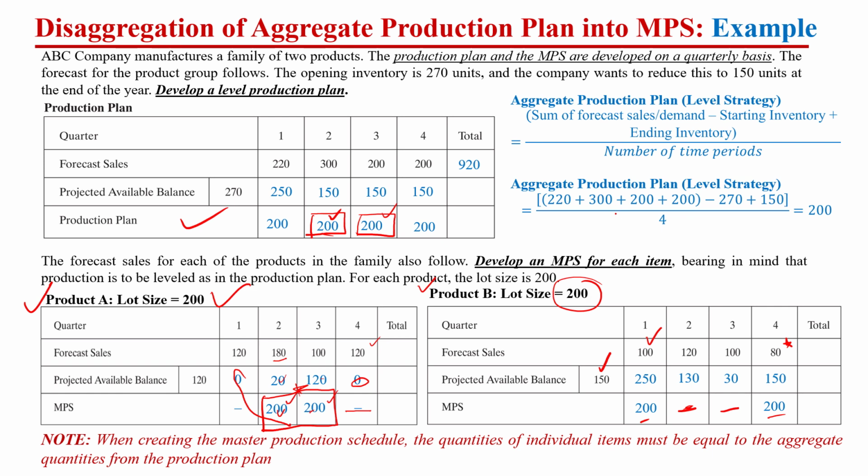So remember that based on the alignment of the master production schedule with the aggregate production plan, there would be a number of possibilities which you can use to develop this master production schedule, right?